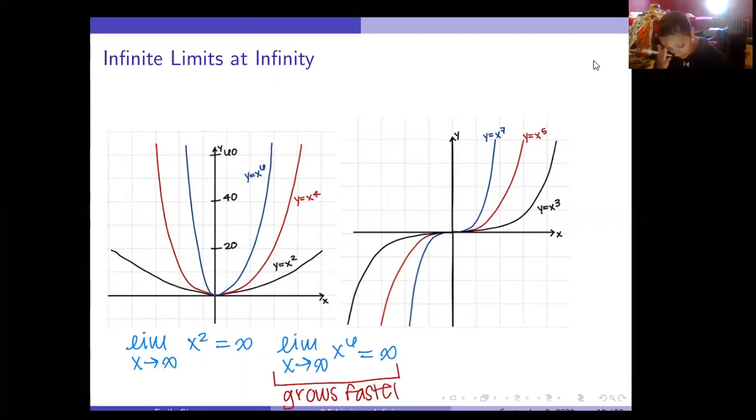And you'll see more about this in calculus 2, but I just wanted to introduce you to these concepts a little bit here early on. Now let's talk about odd powers.